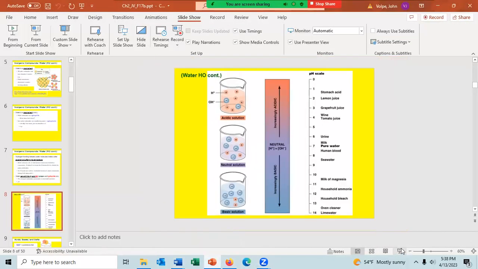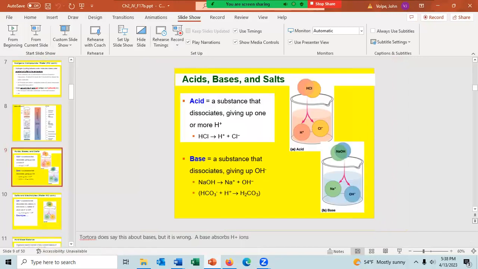All right. Let's talk a little bit about acids, bases, and salts. An acid is a substance that gives up 1 or more H plus ions in solution, like hydrogen chloride, which is hydrochloric acid. It's an acid because when you put hydrogen chloride in water, the H plus will dissociate, releasing more H plus in solution. And that's why HCl is an acid.